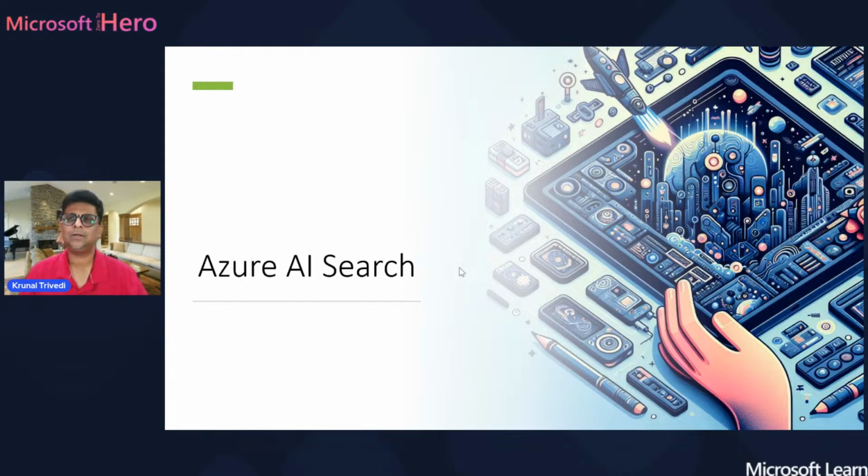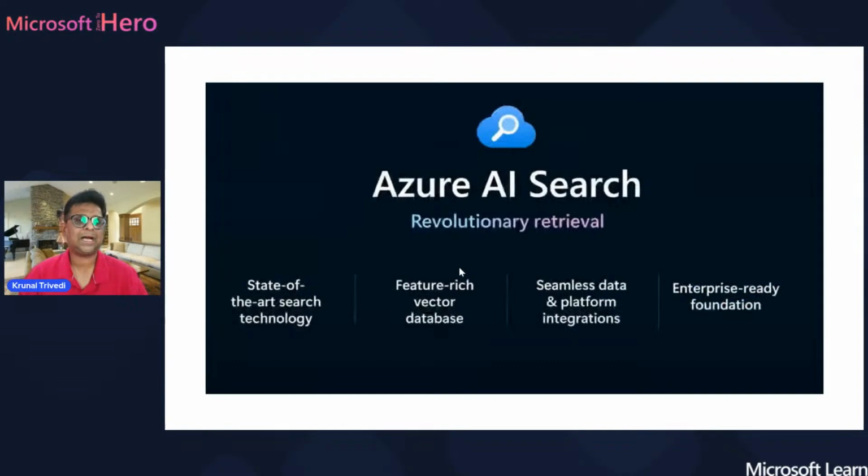As we know, Azure AI Search is not a small service. It's a huge enterprise-level search experience provided by Microsoft. It's state-of-the-art technology. Initially it was available as Cognitive Search, but now it's part of AI Search. Microsoft has put in all the efforts of these 10 to 15 years, starting from Microsoft Bing to Office 365 search, everything is now integrated with Azure AI Search. It's a feature-rich vector database we get here, with seamless data and platform integration.